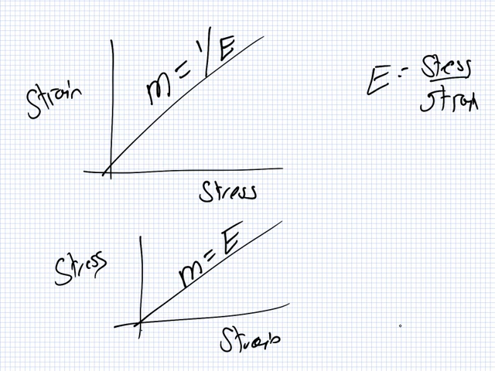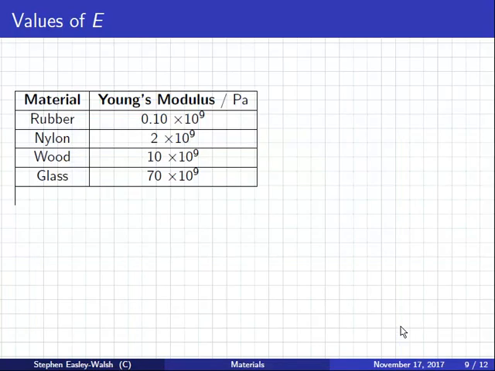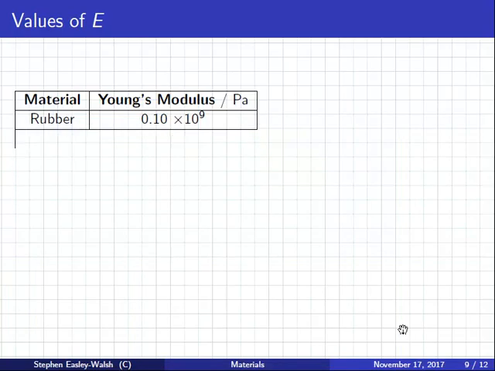Weird. I thought there was a nice English word to describe this. I'll ask an English teacher. Anyway, let's have a look at some values. So the first one is rubber, and this has a Young's modulus of 0.1 times 10 to the 9 pascals.